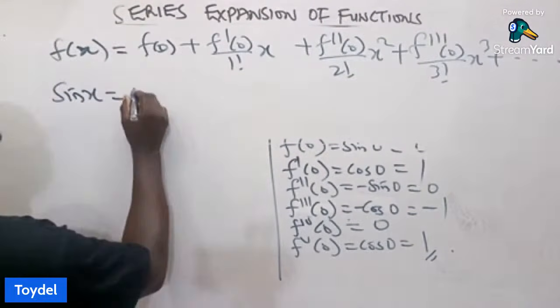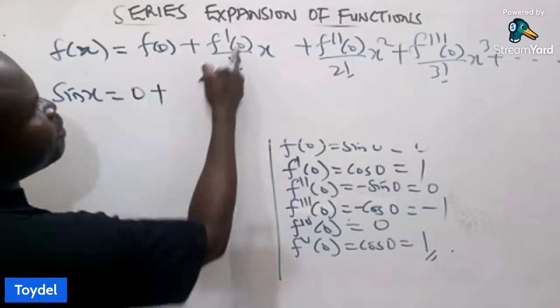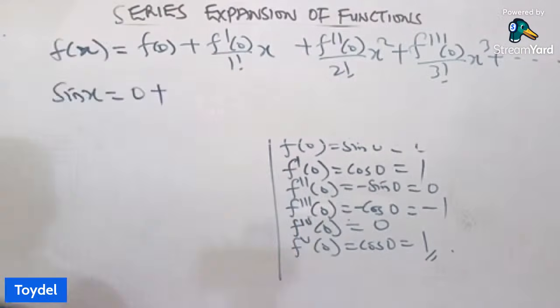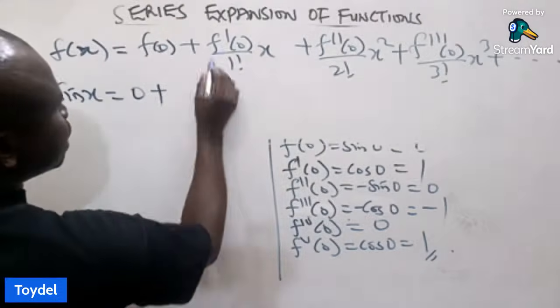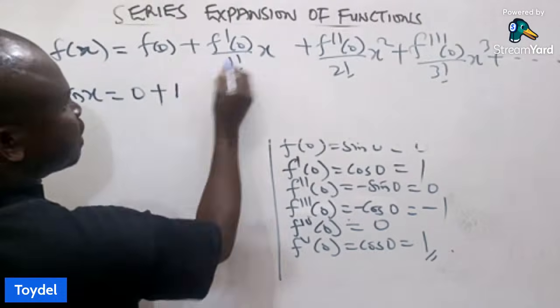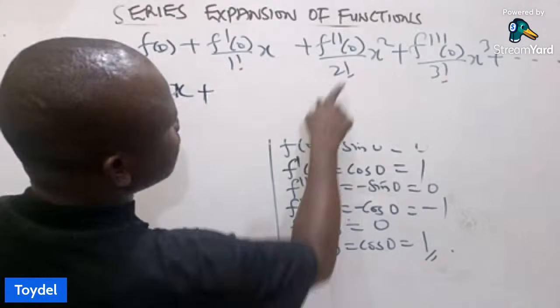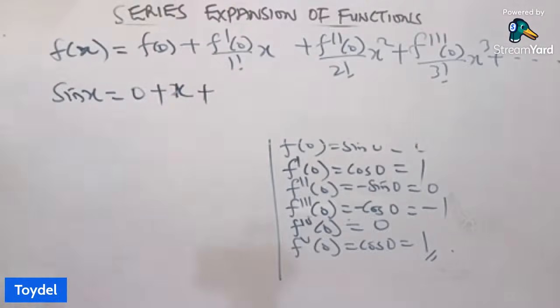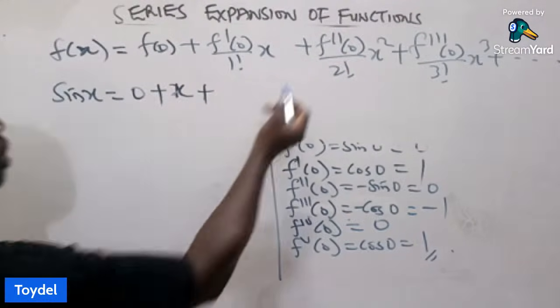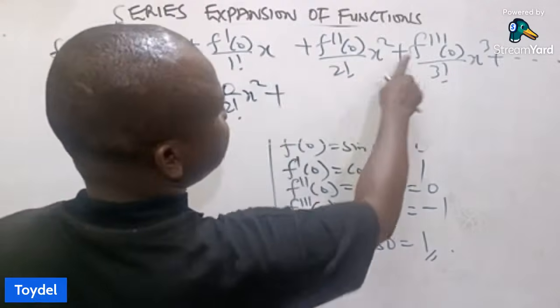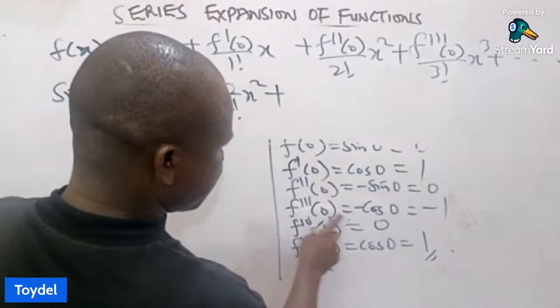So here I'm going to get 0 plus f prime of 0. F prime of 0 is 1. So I'm going to get 1 divided by 1, of course, times x plus f prime prime of 0 is 0. Everything here will vanish. If that one is 0, then everything there will vanish. So we don't need to stress ourselves. We have 0 over 2 factorial x squared plus, when we have f prime prime prime of 0, it is minus 1.